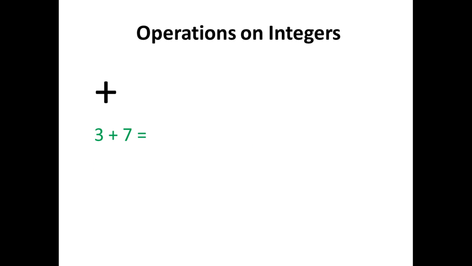We'll first start with adding integers. 3 plus 7. Well, we've been doing that since kindergarten, right? 3 plus 7 is equal to 10. It's pretty simple when the signs of two numbers are positive. What about -3 plus 7?